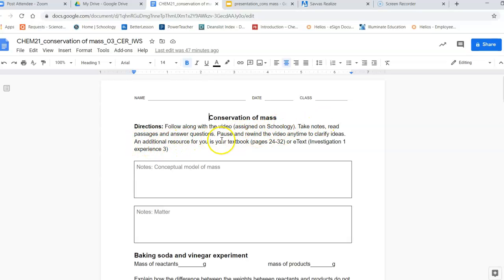An additional resource for you is your textbook. Here are the pages of the textbook that correspond to this material. It is also available on your virtual platform. You just need to go to Investigation 1, Experience 3. So you have lots of resources. All right, let's begin the presentation.